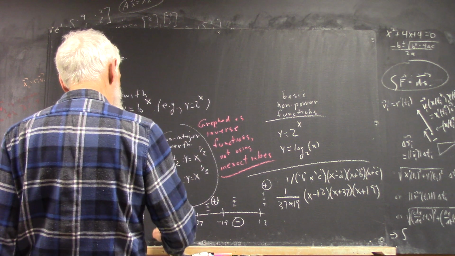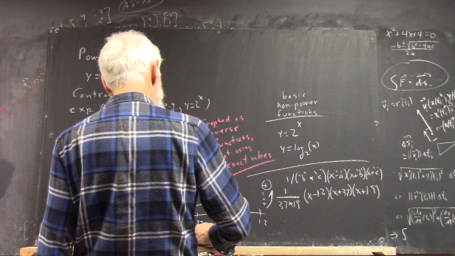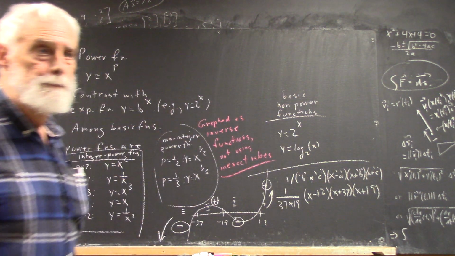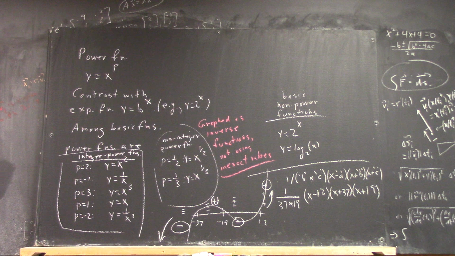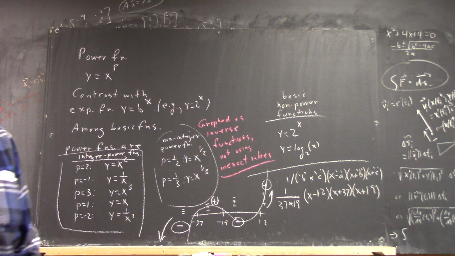Out here, things get really big really fast. So your graph is going to look something like this. And hopefully you understand it that well. You do it that quickly. Okay? Because that's really the main thing I want you to understand about polynomials.